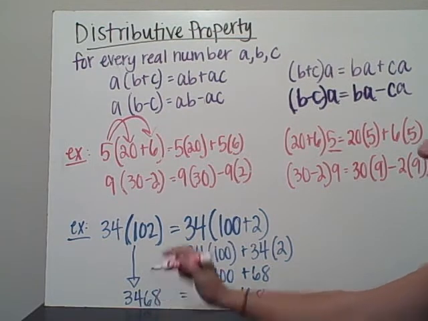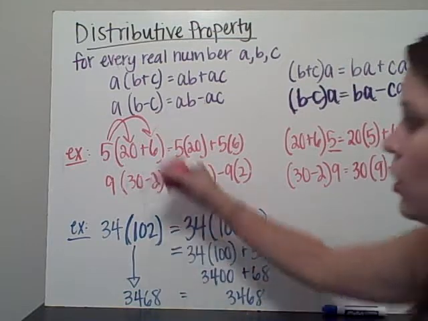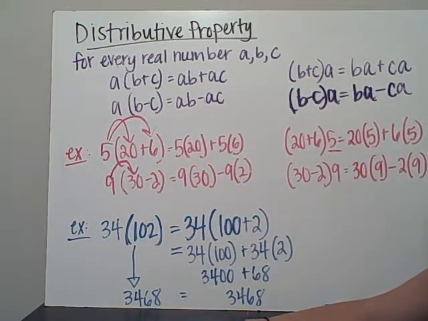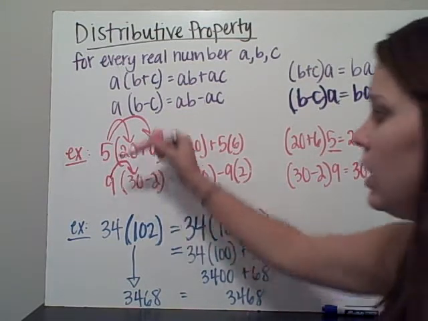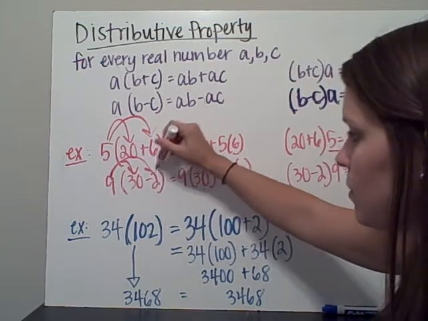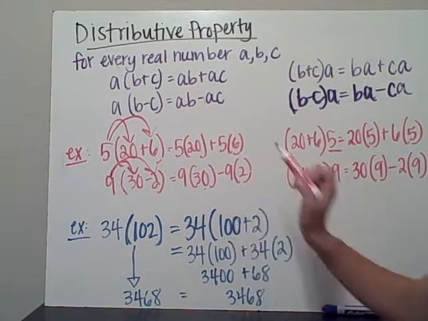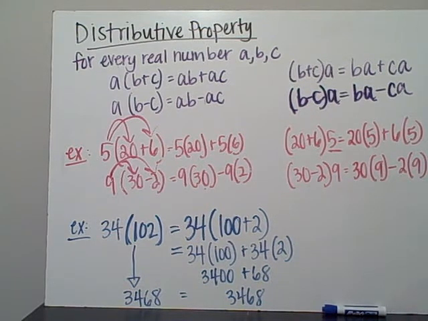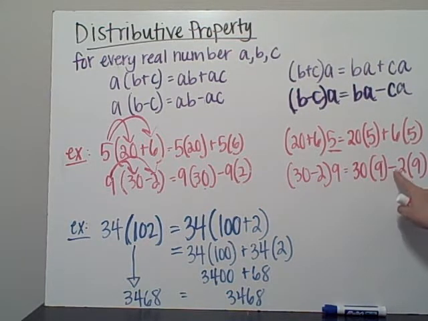Let's look at the next one. 9 times the quantity of 30 minus 2. We have 9 times 2 because you distribute this factor to everything inside the parentheses. So we get 9 times 30 minus 9 times 2. This also works if the numerical factor's in the back. We have 30 times 9 minus 2 times 9.